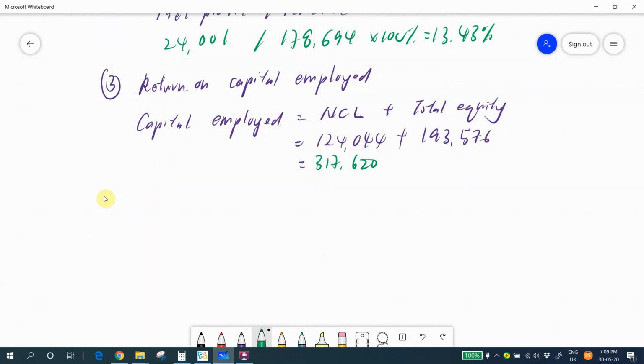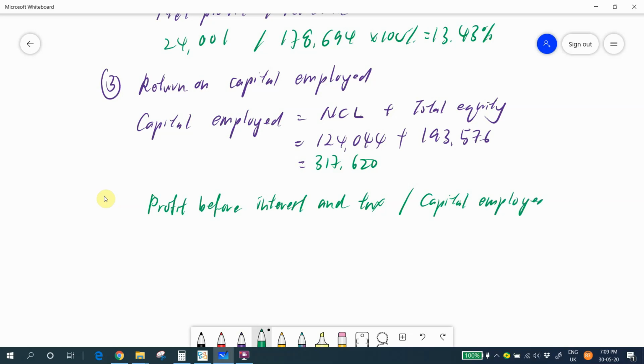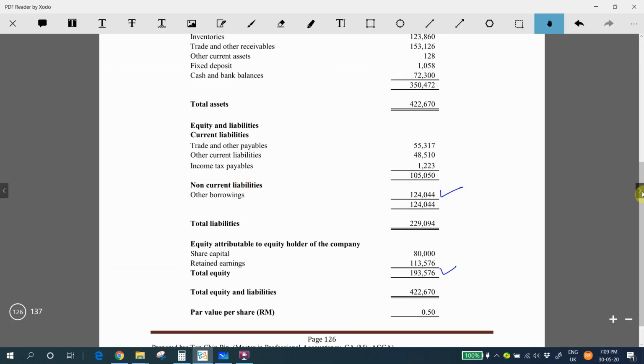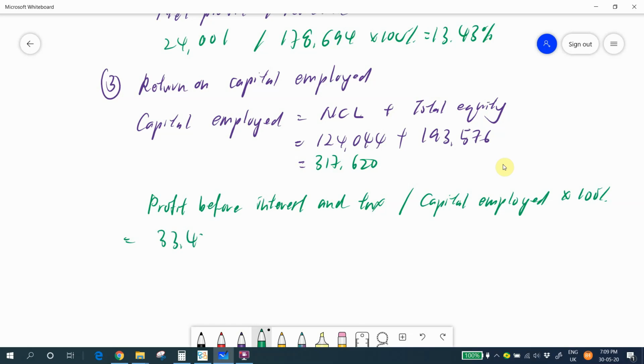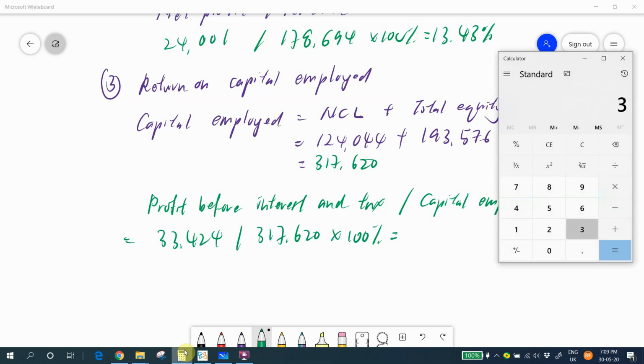And ROCE formula, we use profit before interest and tax divided by capital employed times 100%. Profit before interest and tax, this information we have to extract from our statement of comprehensive income. This will be our PBIT. Operating profit equals PBIT, 33424. So we use 33424 divided by 317620 times 100%. Answer 10.52%.